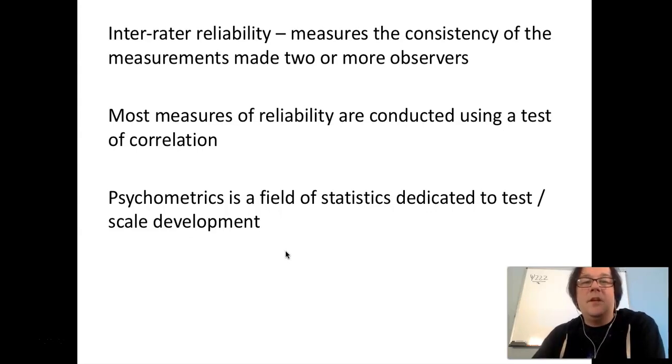So, okay, when we take a look at what statistical analyses we use to determine reliability, it's almost always done using some form of correlation. And you learned about correlation in 221, but we're also going to do a quick review of correlation coming up, I believe, next week. And believe it or not, there's an entire field of statistics that is dedicated to test and scale development. It's called psychometrics.